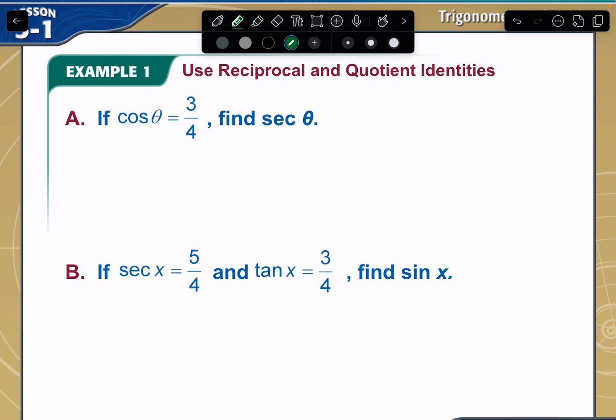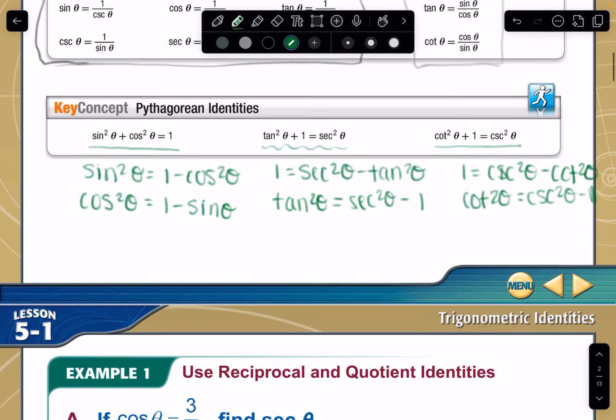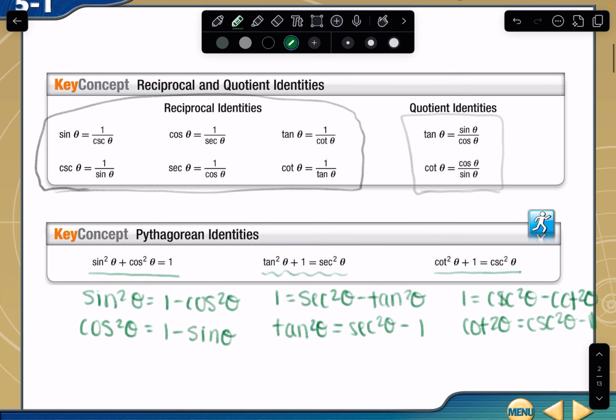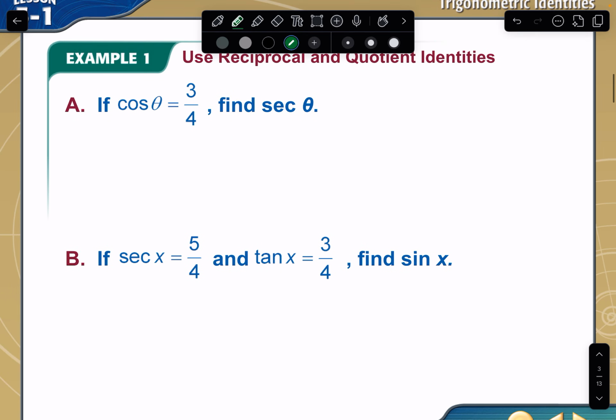So going and looking at your orange paper if you have it, or scrolling back up and looking at your reciprocal identities, I see that cosine is equal to 1 over secant. So I'm going to write that. Oh, not secant squared.